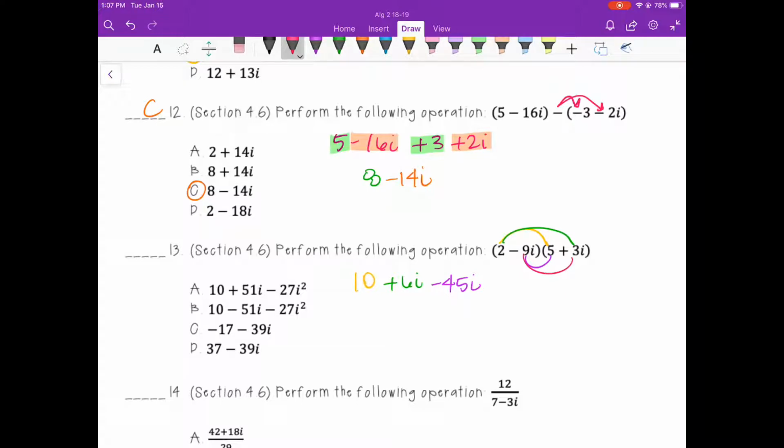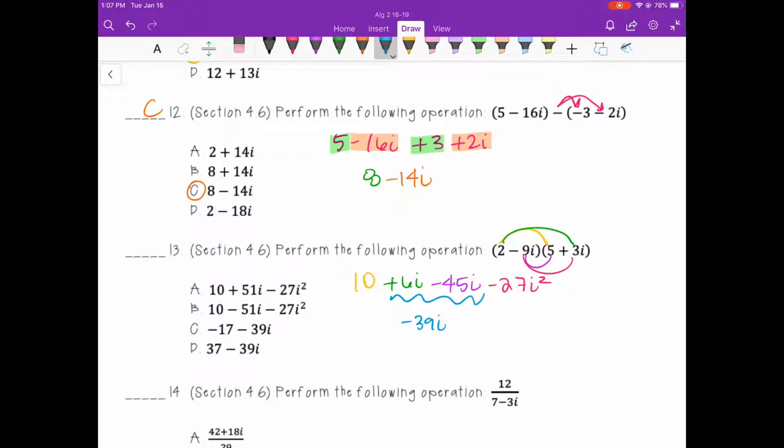And last, negative 9i times positive 3i, minus 27i squared. First, we'll combine our outside and inside terms. Positive 6i minus 45i. We just combine our like terms and we get negative 39i.